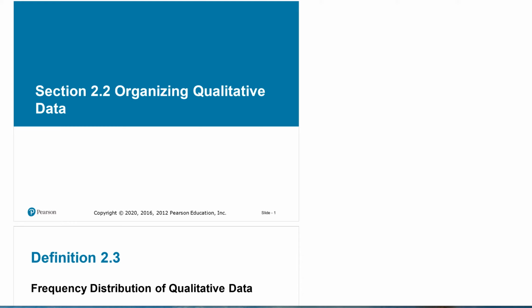Section 2.2, organizing qualitative data. Qualitative is the one that doesn't have to do with numbers. Quantitative, quantity, has to do with numbers, which is going to be section 2.3.